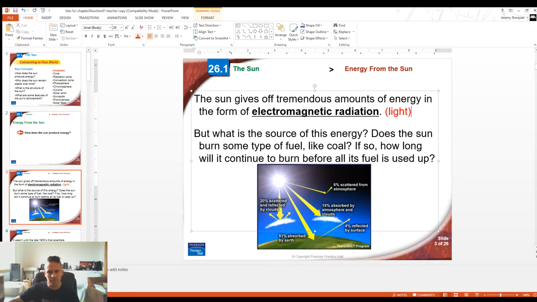So the main question here then is, of course, what is the source of this energy? Where does this light come from? Does it burn some type of fuel like oxygen, or maybe there's something inside the sun burning? And if so, how long is it going to be burning before all that fuel is used up?